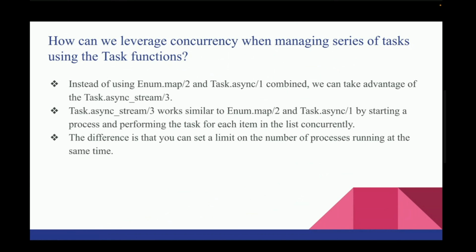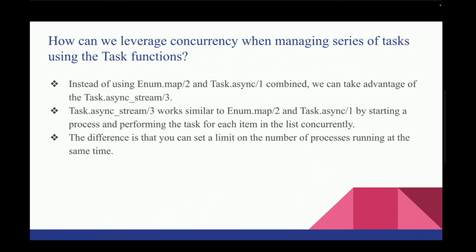With Task.async, unlike Task.start, we were able to start the 1 million processes, but these 1 million processes were being started at the same time. A million processes is too many, and this can cause sudden pressure on our system and make the system unresponsive, or also cause a spike in other third-party resources. So how can we leverage concurrency when managing a series of tasks using the Task module?